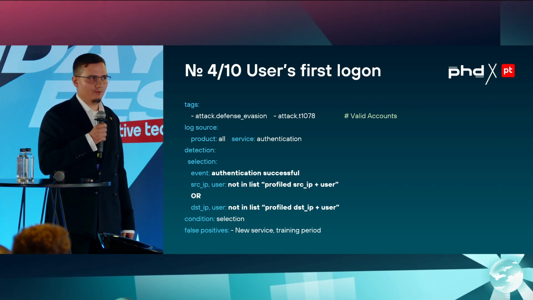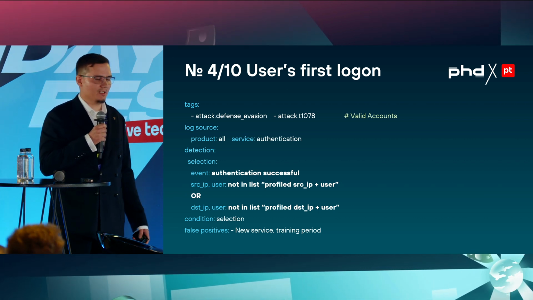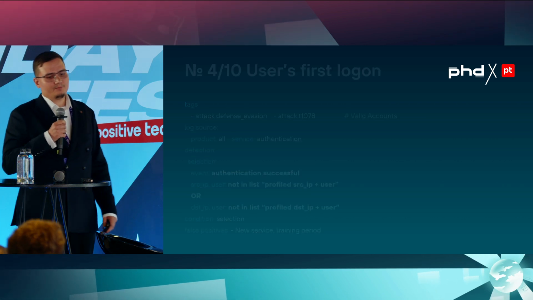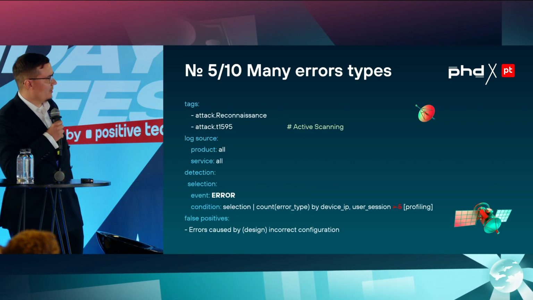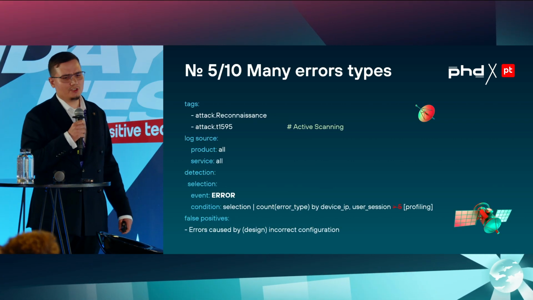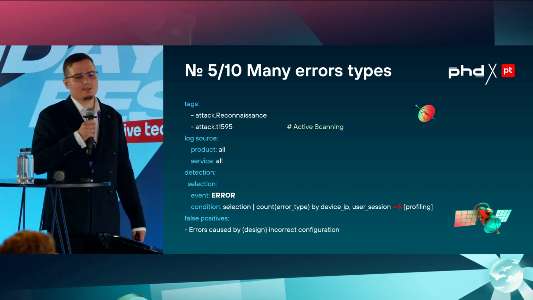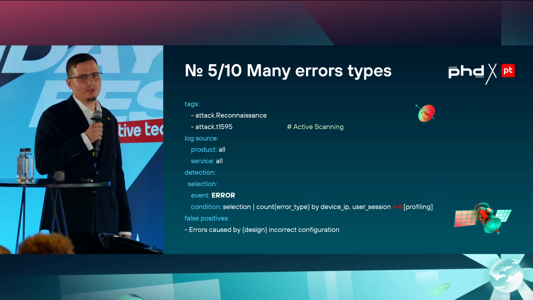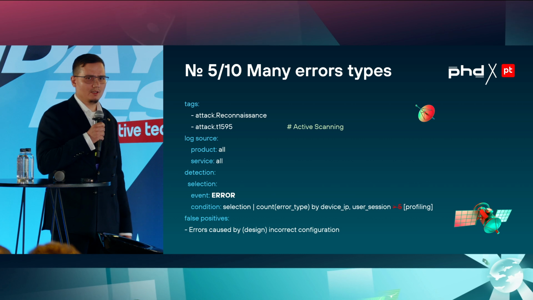Of course, there will be a lot of false positives, and it would take some time to profile the rule before it actually learns. Next correlation, many errors types. So a lot of different types of errors.